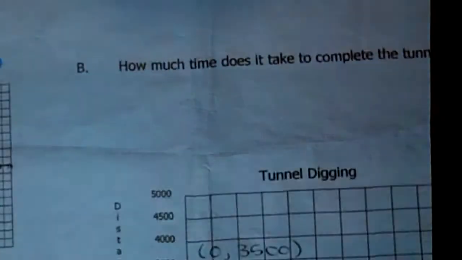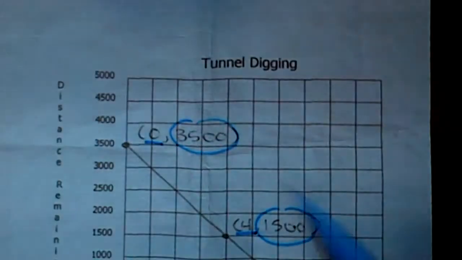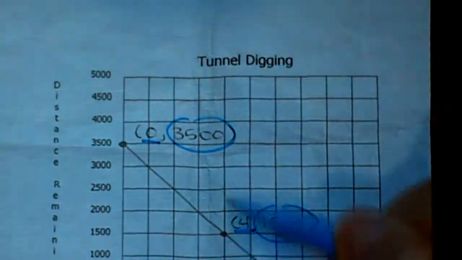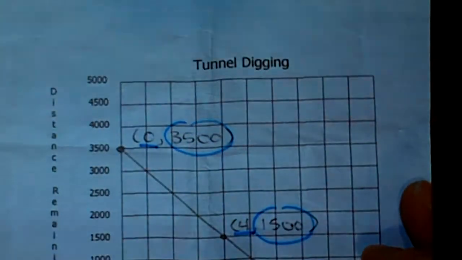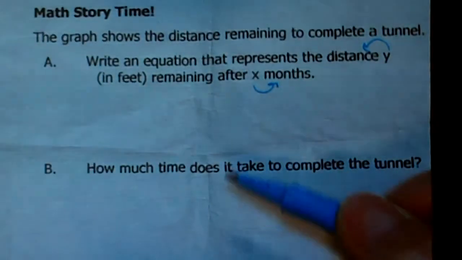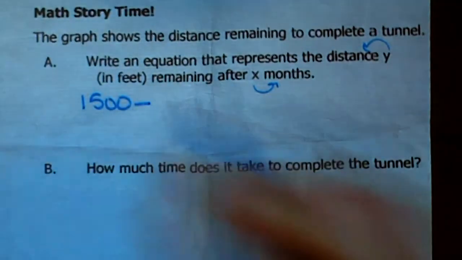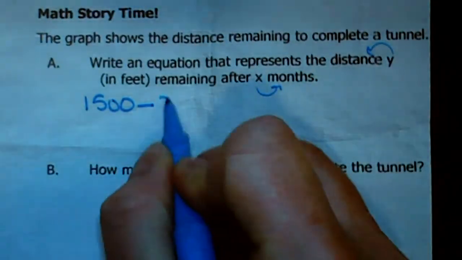So let's see. I'm going to underline my x's. I'm going to circle my y's. And we can call this the first ordered pair and the second ordered pair. It's not going to make a difference, actually. We probably had that discussion in class, I'm guessing. So y2 I can call 1500 minus y1, which I would call 3500, which again are the circle points on these graphs.